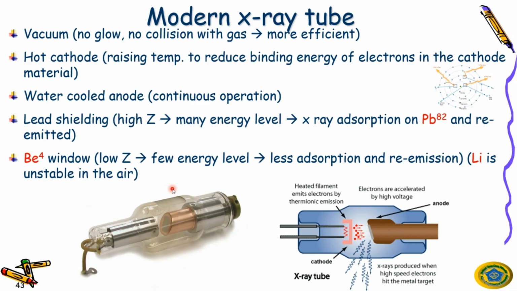You might ask, wow, Professor, beryllium is number 4, so why don't you choose number 3? Why don't you choose elements which have 3 electrons or 2 electrons? I'm sorry, lithium is unstable in air. Lithium has very high reactivity with oxygen. So you don't have a lithium window.